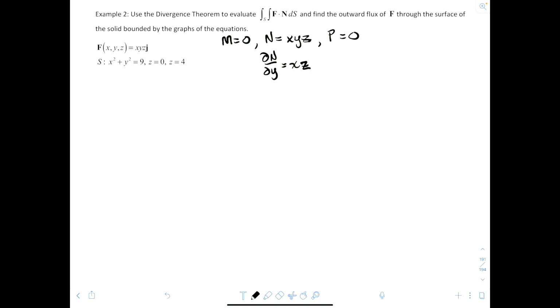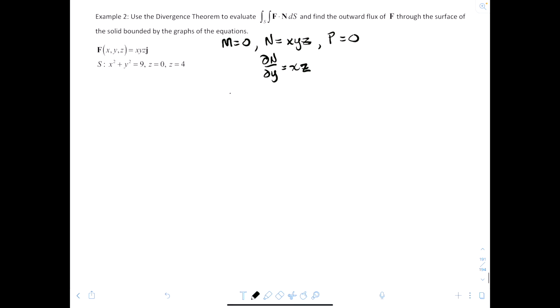So now we need to figure out our bounds. The divergence tells us that the divergence of F is equal to xz. And we have this other information here, right? If you look at x squared plus y squared is equal to 9, right?